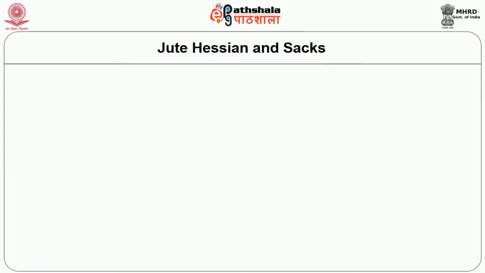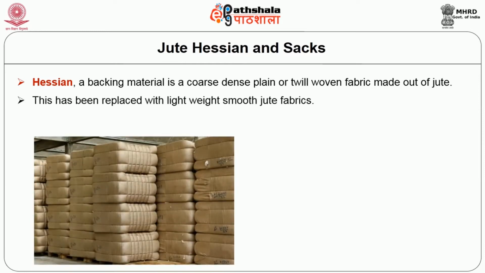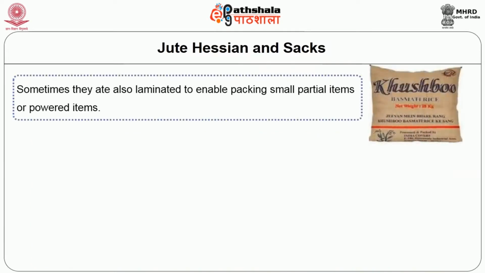Next we shall see about jute hessian and sacks. Hessian backing material is a coarse, dense, plain or twill woven fabric made out of jute. It has been replaced with lightweight, smooth jute fabrics. Even value addition by means of dyeing and printing is done on these bags. Some of them are laminated to enable packing small particle items or powdered items.